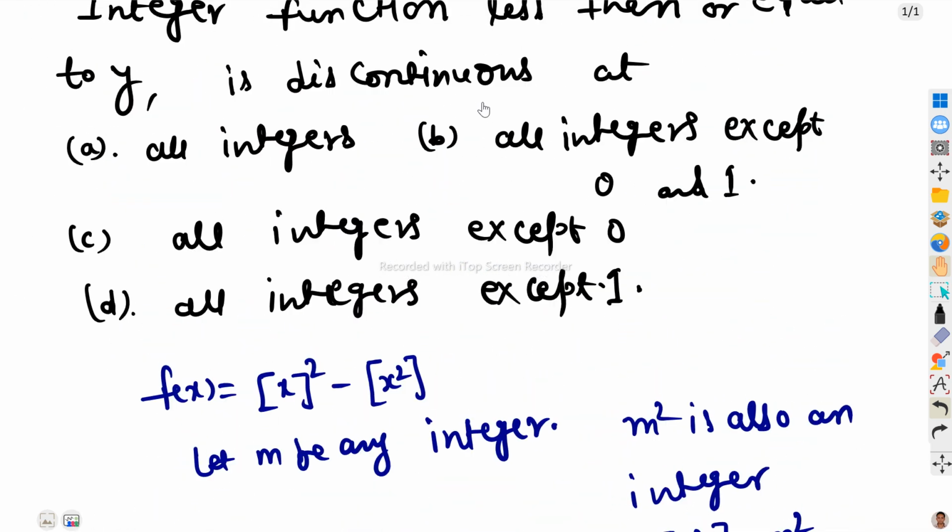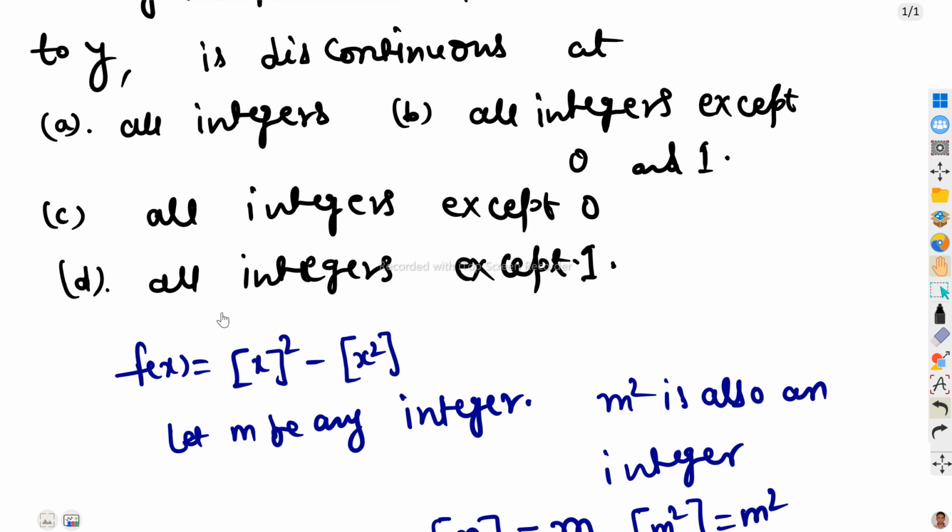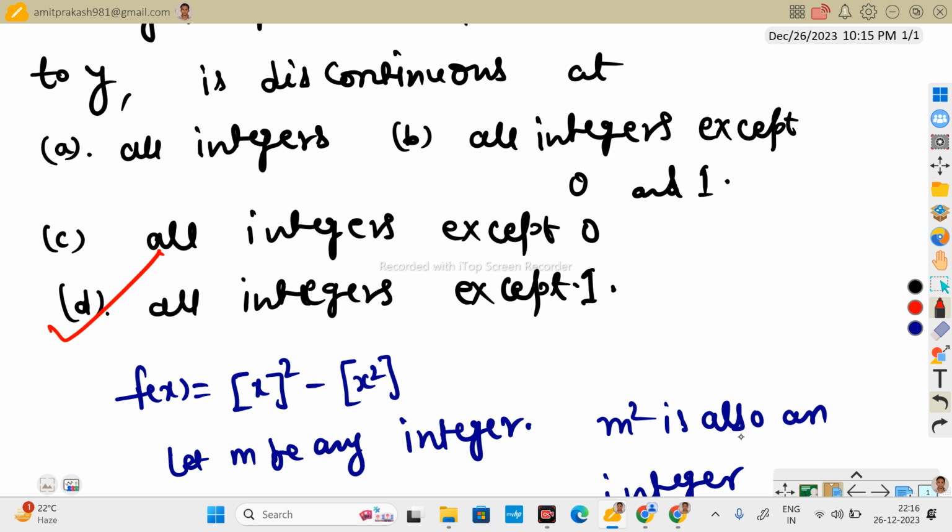We have four choices A, B, C, D. The option that the function is discontinuous at all integers except 1 is the answer. So this is the answer. Thus we have explained this.